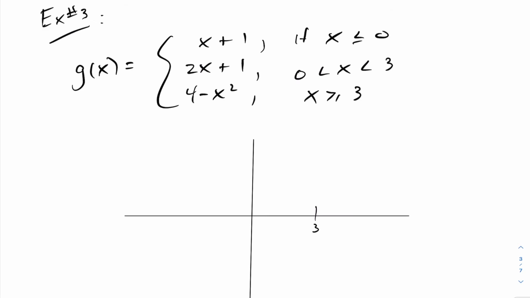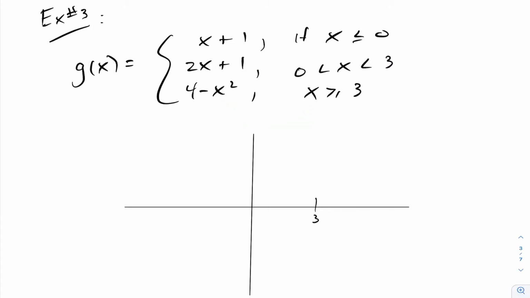Let's look at another. So for the following function here, you'll see this piecewise function takes on 3 values. When x is less than or equal to 0, we have linear. Between 0 and 3, we have another linear. And then greater than 3, we actually have a quadratic. So let's go ahead and graph these.